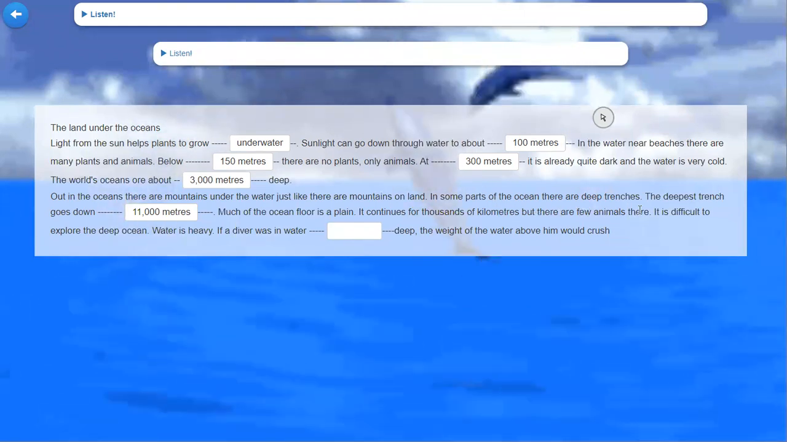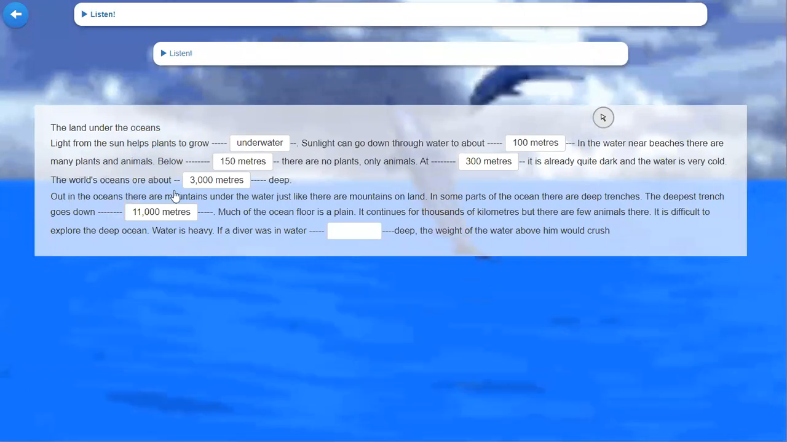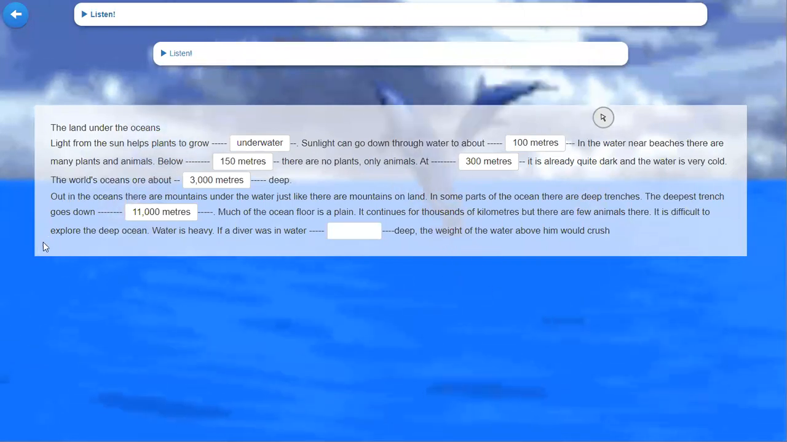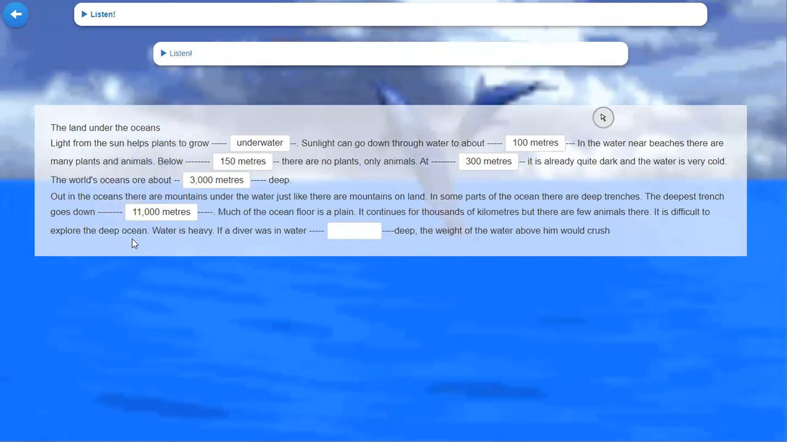But there are few animals in the deep water. It's difficult to explore the ocean.